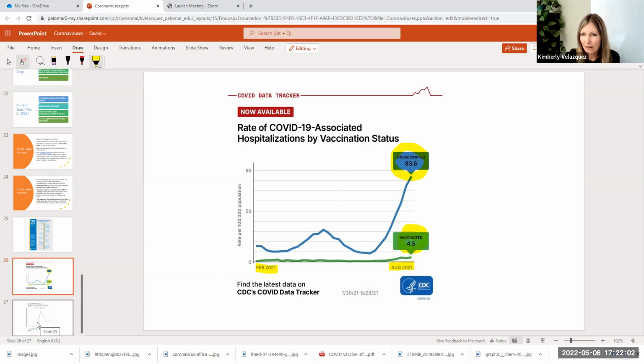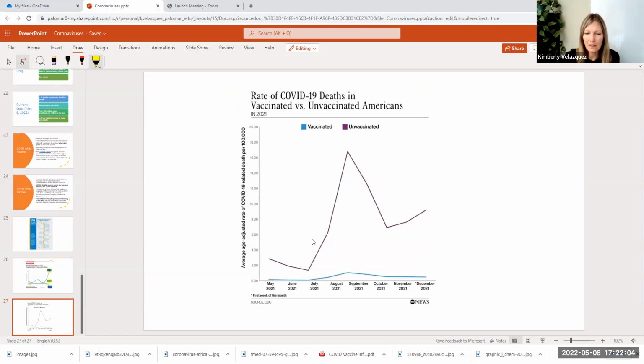How about people who died? Look at the difference here. Look at unvaccinated versus vaccinated down here. Vaccinated, look how low the death rate is in comparison. If that's not convincing, then I don't know what is. Yes, you might still catch it, but you're not going to die and you're not going to be in the hospital. You're going to have a very mild illness in comparison for most people who don't have other underlying conditions.